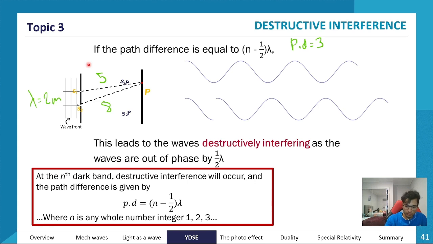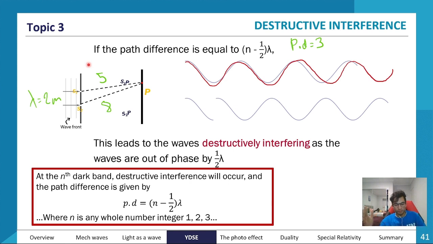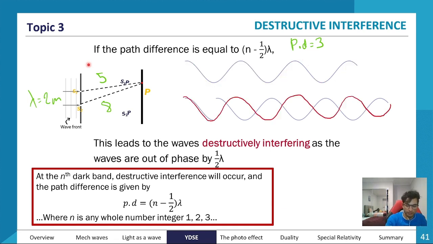I'll just quickly draw this out. So these are our 2 waves traveling. We have a path difference of 3. For the sake of argument, I'll say this is a distance of 6. Just to keep in sync with the slide, we'll say we have a path difference of 1, because 6 minus 5 is 1. Everything else is still the same.